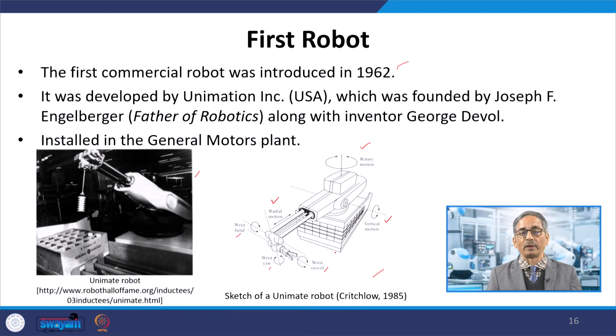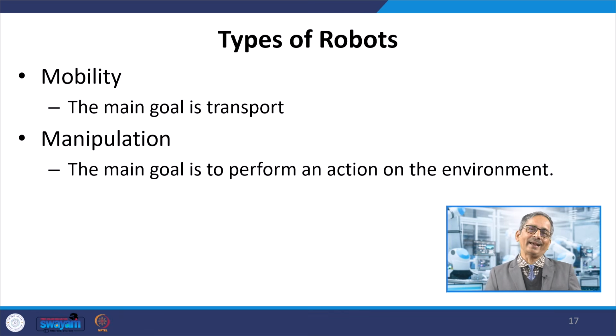If we look at the classification of robots, they are classified based on mobility and manipulation. In the case of mobility, the main goal is to transport, whereas for manipulation, our main goal is to perform an action on the environment.